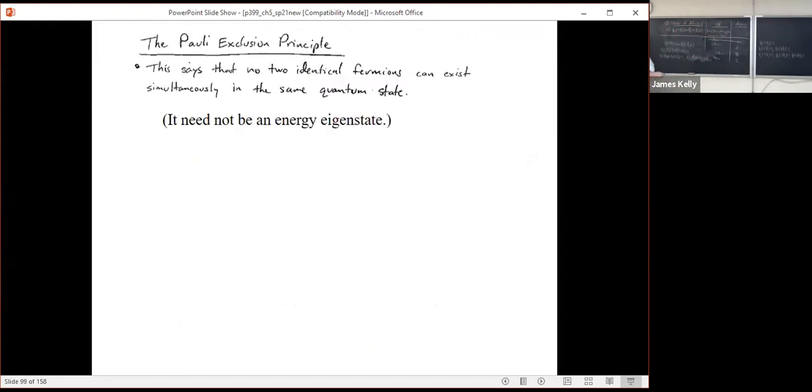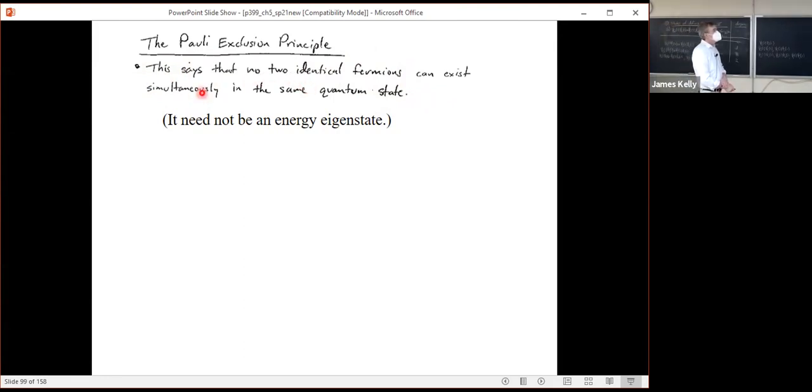Okay, so let's just make the statement of the Pauli exclusion principle. It says that no 2 identical fermions can exist simultaneously in the same quantum state. Same quantum state here means exactly the same state. Now we have to be a little bit careful, because if they're fermions, they can't be in a pure product state. They've got to be in an anti-symmetrized state. And so we don't want to say electron 1 is in a certain state and electron 2 is in the same state, because it's got to be anti-symmetrized.